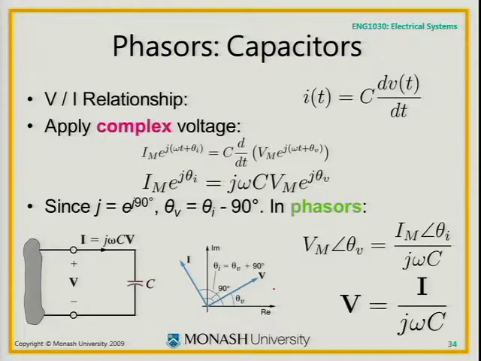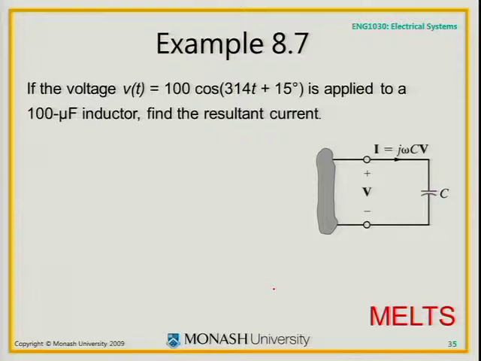So can you use it now? We've done that. Can you use it? Example 8.7, given a voltage, v(t) equals 100 cos something, I apply it to a 100 microfarad capacitor. Can you find the resultant current? Now you could just do that in the time domain. You could immediately just go I equals C times dV by dt. But just suppose you can't differentiate. Now you've got a way to do it without differentiating.